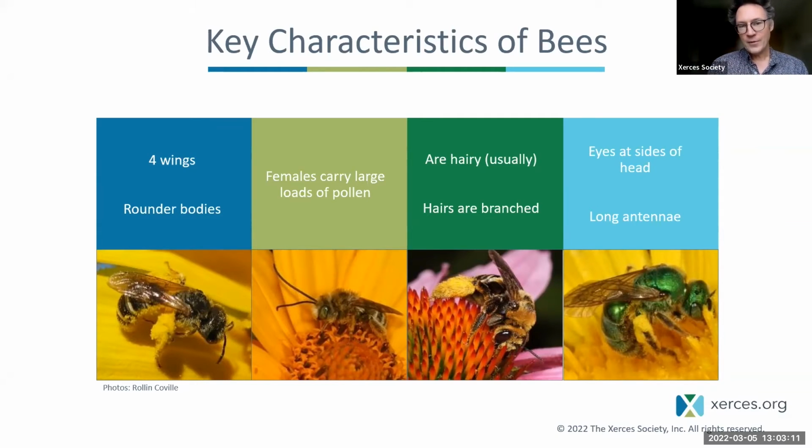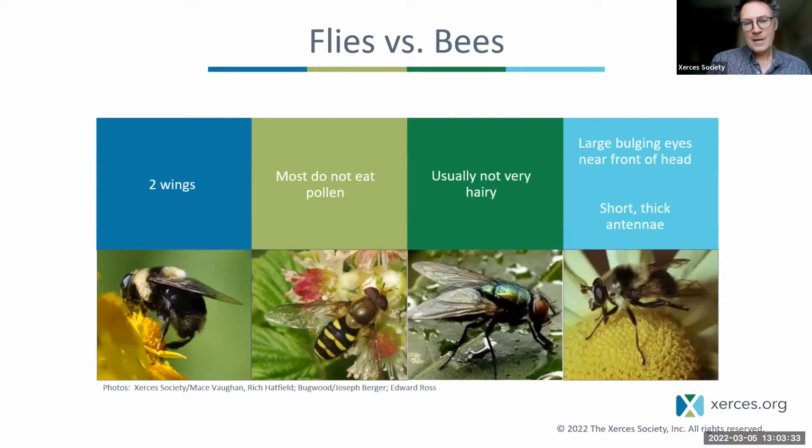Bees have somewhat rounded bodies, generally speaking. The females are often seen carrying pollen, as we've discussed. They are hairy, and those hairs can be branched. Their eyes are often at the sides of their head, as opposed to in the front of the head and looking only forward. And then they have quite long antennae relative to some flies and other insects that look like them. So we'll contrast with flies here.